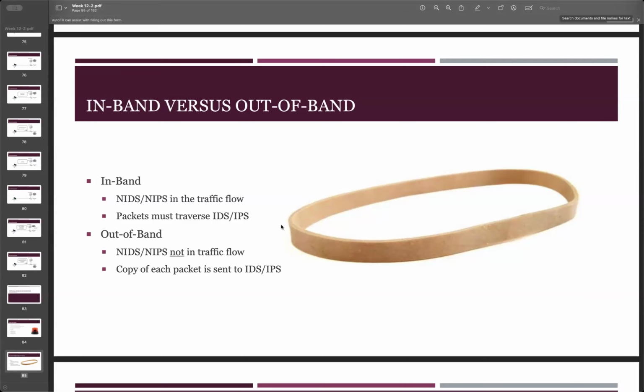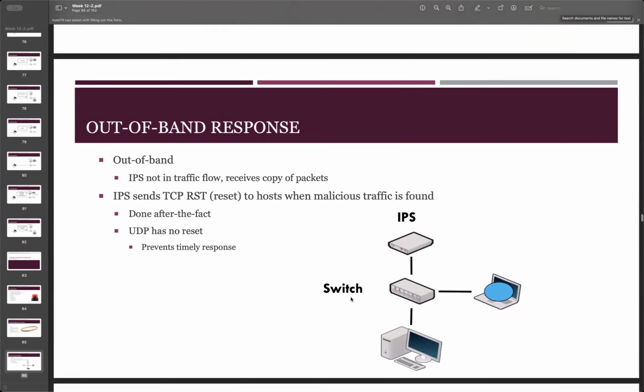Then we will go into details. Out-of-band response means they are not inside the flow. Let's say we have a device that needs to send data out. Since they are not in the traffic flow, they receive a copy of the packet. They will send a TCP RST, a reset, to the host when malicious traffic is found. It's done after the fact, or with UDP they have no reset, so they don't provide a timely response. This is what the IPS should be doing.